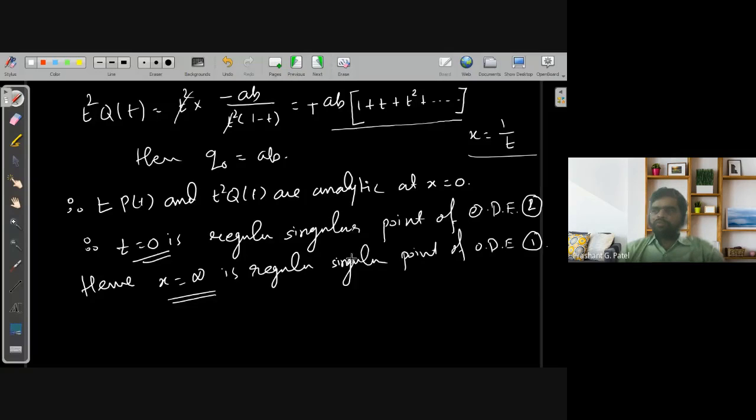So that means we need to solve this equation and we need to get the solution for that about x equal to infinity. So for that I need to write down the indicial equation. So consider the indicial equation.